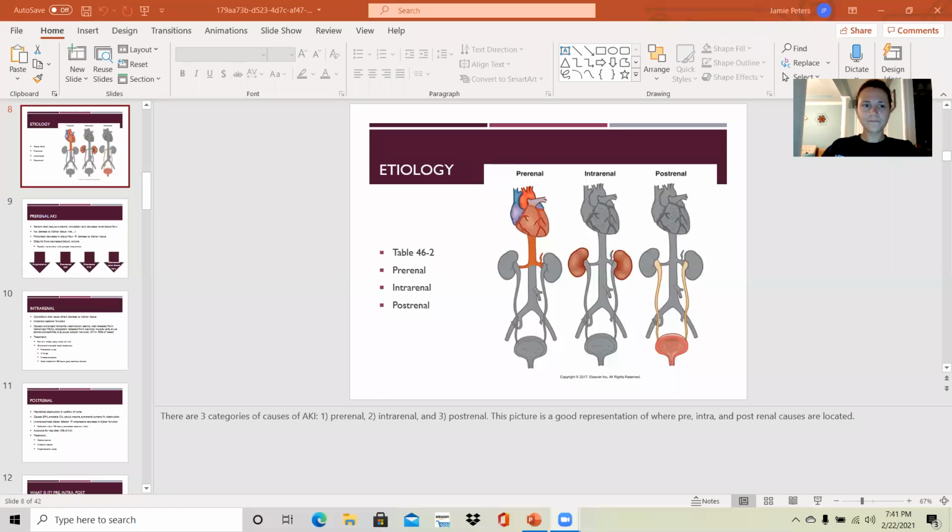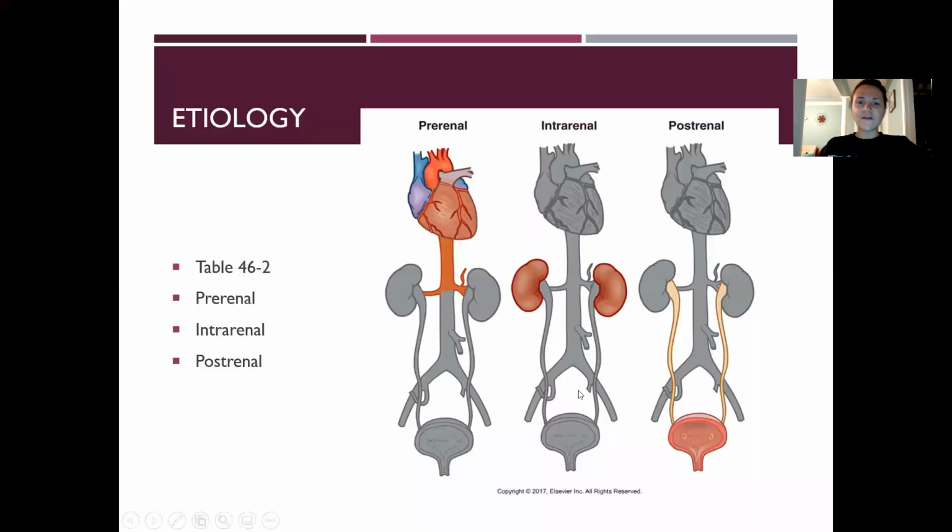All right, guys, we are going to get started with the part of chapter 46 that didn't get recorded in class today. That is going to be covering the different causes of AKI as well as the different phases of AKI. So the different causes are going to be categorized into pre-renal, intrarenal, and post-renal causes.